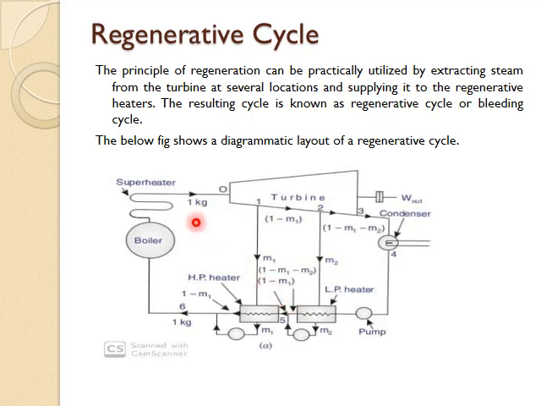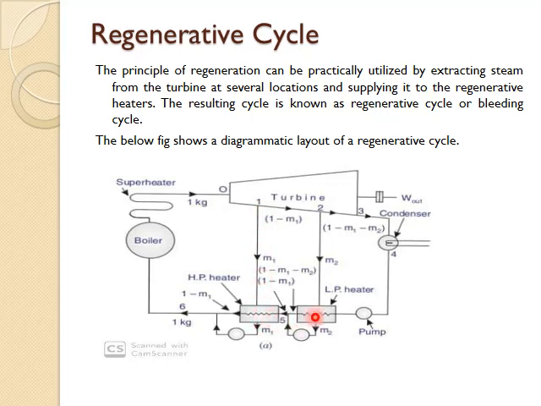In the regenerative cycle, steam at high temperature and pressure enters the turbine. As I have mentioned, the regeneration can be practically achieved by extracting steam from the turbine at several locations. You can observe here, once the steam at high temperature and pressure from the boiler enters the turbine, we are extracting some amount of steam at location 1 from the turbine, and this steam we are sending to the heater.